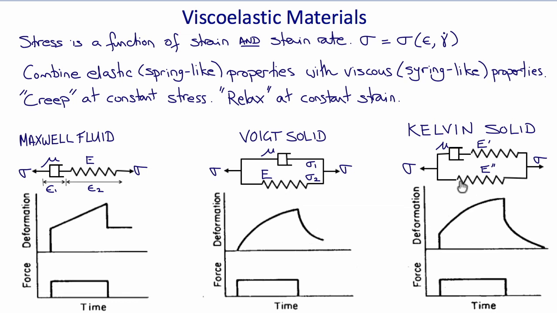A Kelvin solid is similar to the Voigt solid, except it has effectively an additional spring in series, with the result that when the force is applied, it instantaneously stretches, then it continues to creep like a Voigt solid, and then when it's unloaded, it instantaneously recoils somewhat and then creeps back to its original natural state.